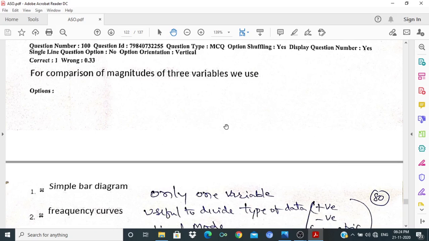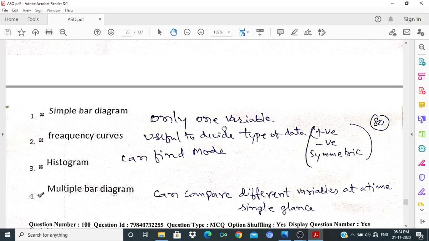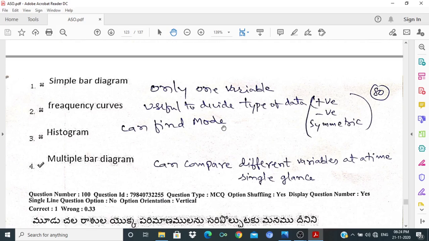For comparison of magnitudes of 3 variables, we use multiple bar diagram. Simple bar diagram, only one variable. Frequency curves are useful to decide which type of data, positive, negative, symmetric. Skewness we can find from frequency curve. The peakedness of the frequency curve gives us kurtosis. Histogram we can find mode. Okay, for comparing, multiple bar diagram only we can compare at a time, single glance.